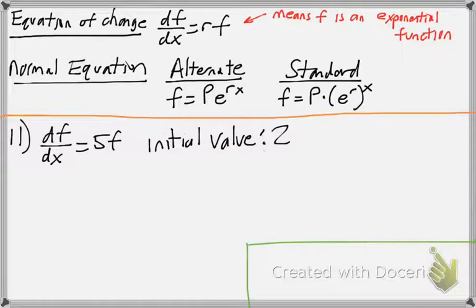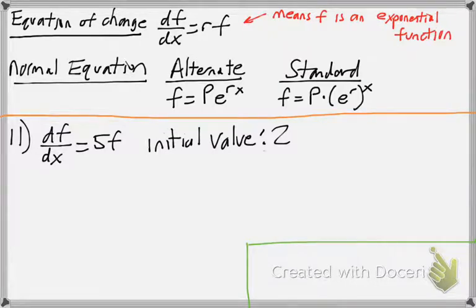Question 11 says, solve the equation of change df over dx is equal to 5f if the initial value of f is 2, and they want us to write the equation both in the alternate form and the standard form. So again, they're saying solve the equation, which just means find the corresponding normal function.